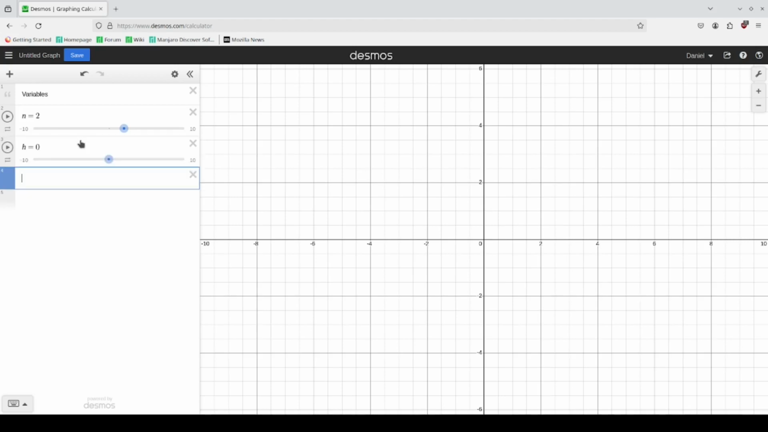And the last variable I want to introduce is the radius. So can't use R because R implies something else on this calculator. And so I want to call it S.